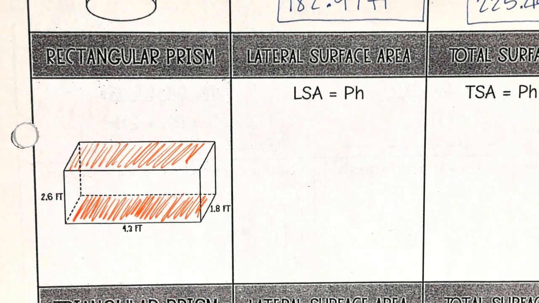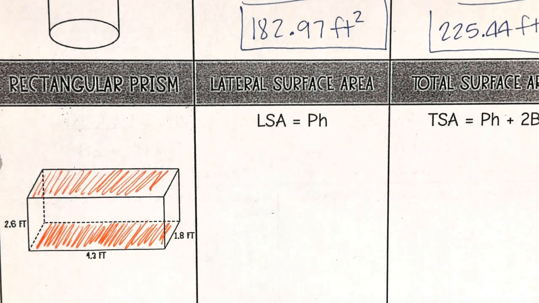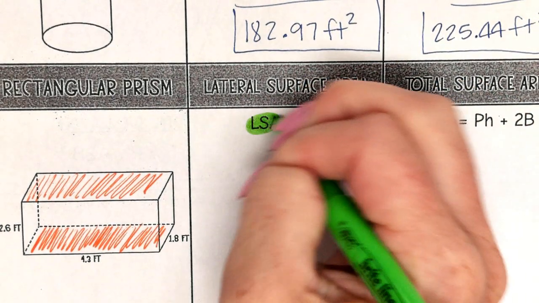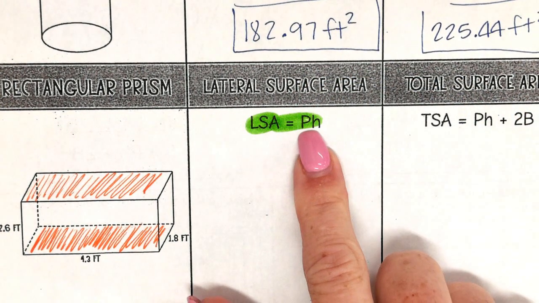Why is it important that I know the base? Because for the formula for surface area of a prism, you have to know what the base is, because we're going to find the perimeter of the base and we're going to find the area of the base. Does that make sense? Yes or no? All right. What is the lateral surface area formula? Hello? What is it? pH.